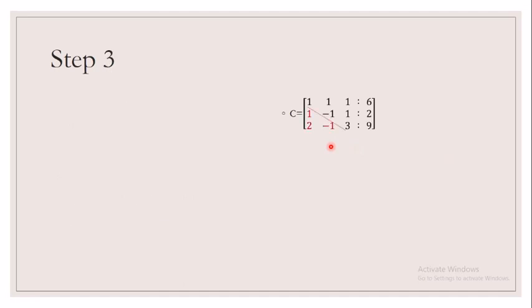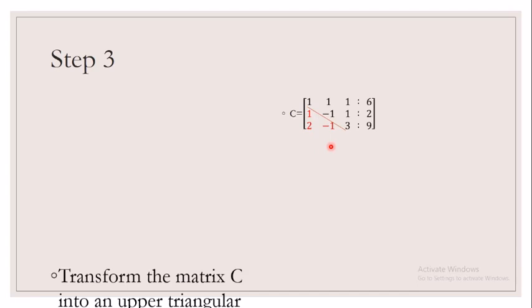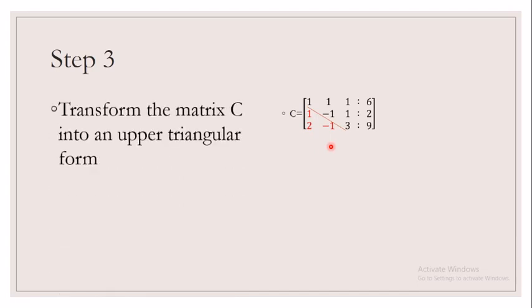Okay, now the third step is to find the upper triangular form of the augmented matrix. So you have to transform the matrix C into an upper triangular form. Now how will you transform? If this is your augmented matrix, then you first have to find the diagonal elements of the augmented matrix. In this case, our diagonal elements are 1, -1 and 3.